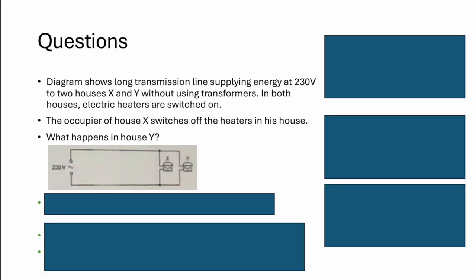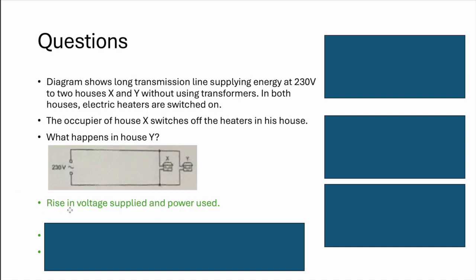Okay, long transmission line, 230 volts, 2 houses. Heaters are switched on. House X switches off the heaters in his house. What happens in house Y? This will be the answer. There will be a rise in voltage supplied and in the power used. So this is very interesting. That's why I chose it for discussion today.